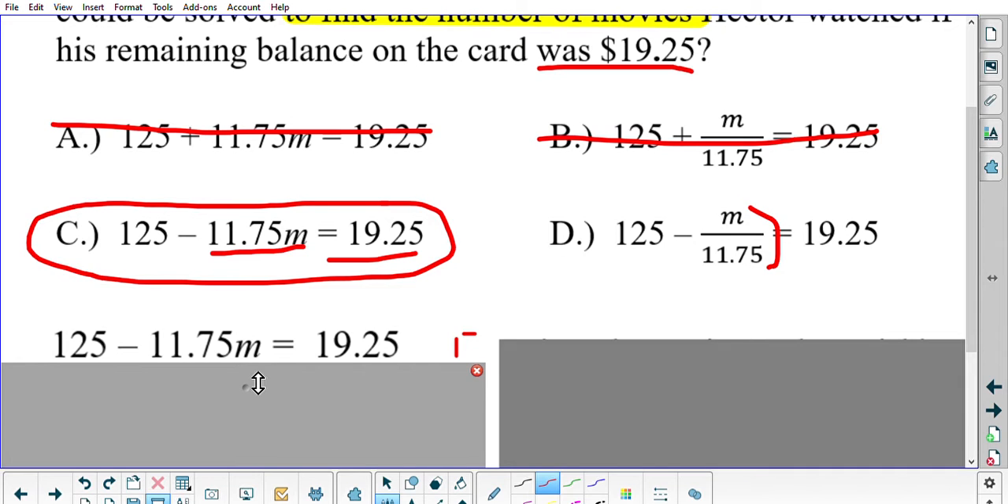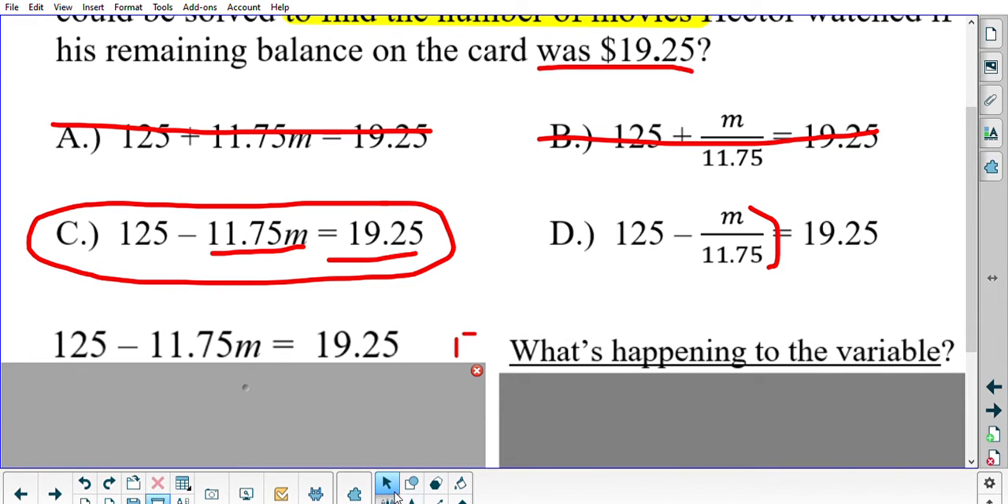Okay, I hope you have already solved this on your own. If not, you better hit pause now. All right, so here's the deal. You have to figure out what's happening to the variable. And the variable, where is it? The variable is, oh, it's over here.